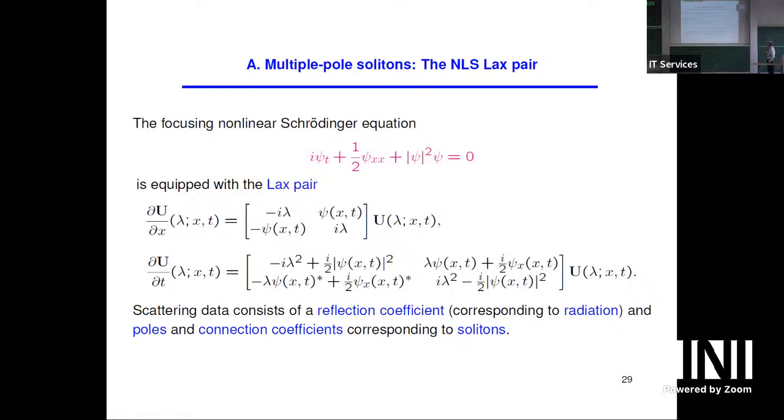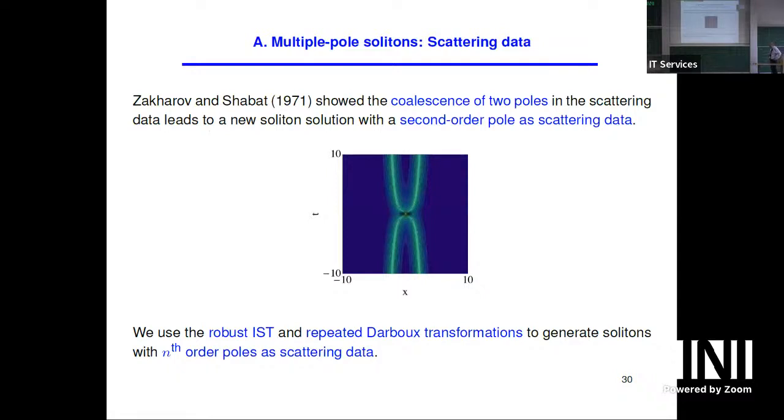Of course, we've got our scattering data, we've got our reflection coefficient corresponding to radiation, and poles corresponding to solitons, just like Gerard went through in much more detail. All right, so what we're interested in this problem is, usually when you do NLS and you put down your poles, you just put down a simple pole. You have a residue, right? The residue conditions have been listed in a couple of different talks recently. Manuela had them, Gerard had them. You have a simple pole.